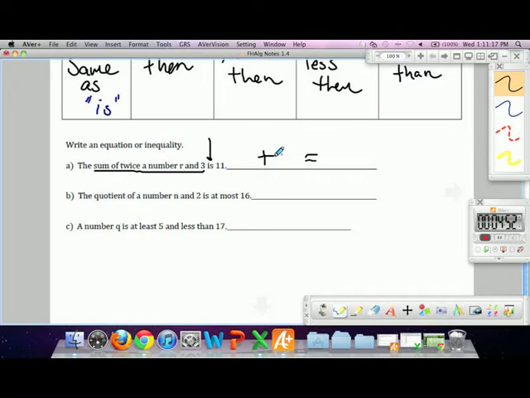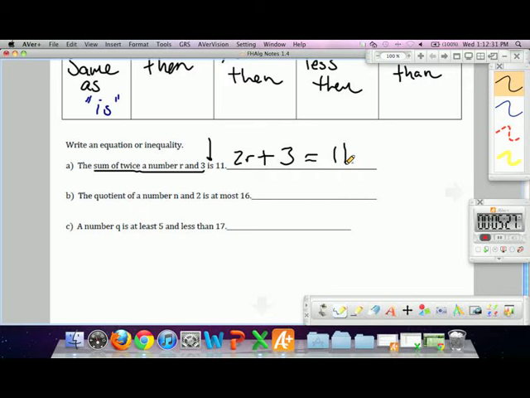Just two r's. 2r, and what else are we adding? Twice of r and 3. And then what is that equal to? And that should be equal to 11. Okay. From there, if I asked you to solve for r, you could do that on your own. But I didn't ask you to, I just asked you to write the equation, which you'll be asked to do tomorrow on your quiz as well.